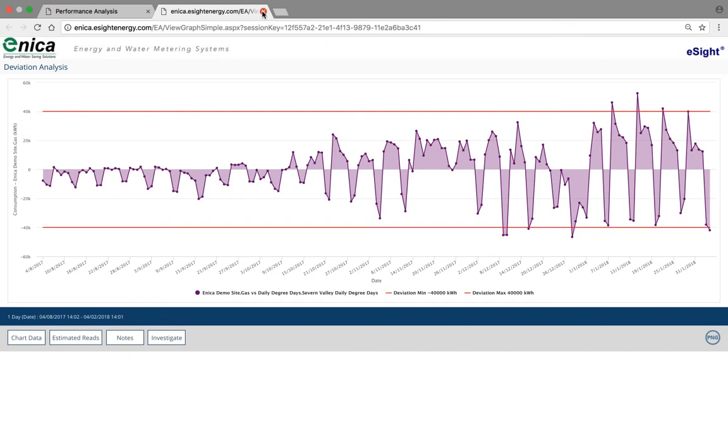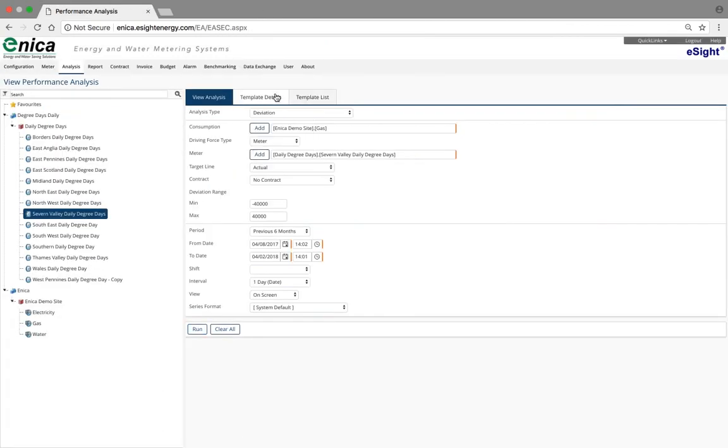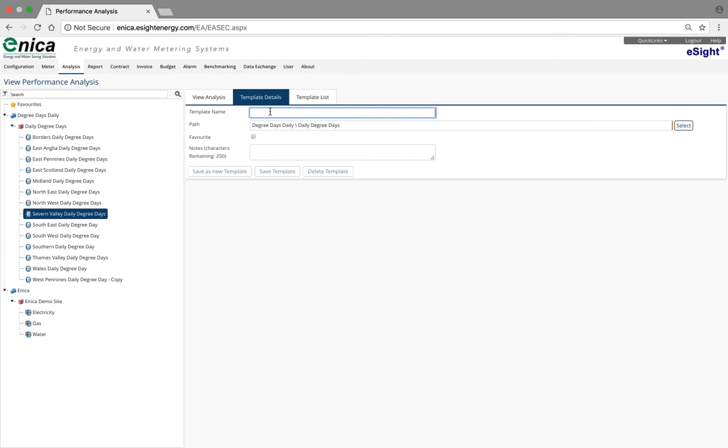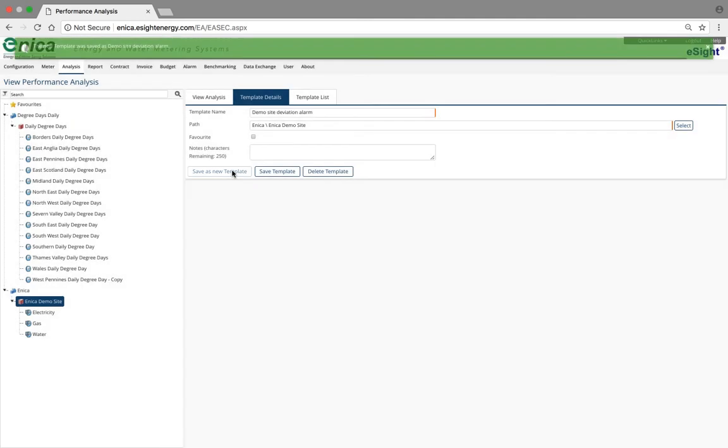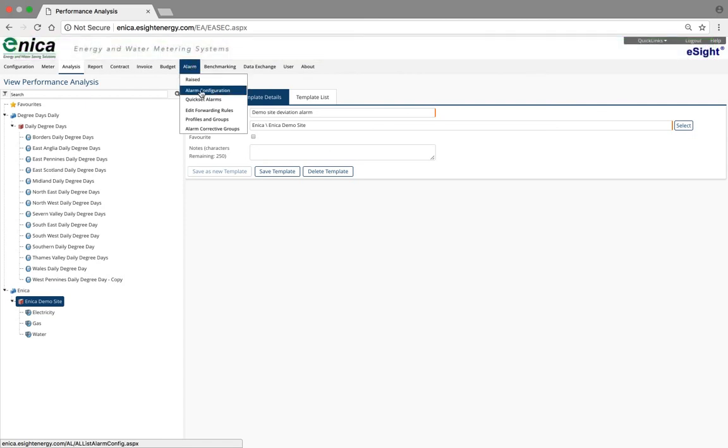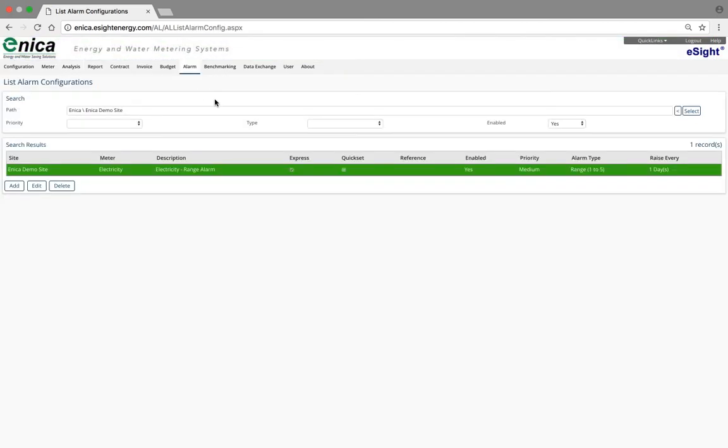So what we need to do then is set this as a template and configure it as a template, and we'll call it demo site deviation alarm, and we'll save it in our demo site rather than in the degree days. Save as a new template. Now we've got that saved as an eSight template. So now we can go into the alarms package in alarm configuration, and we can start looking for and setting up some deviation alarms. And these are very specific alarms that work off the deviation analysis.